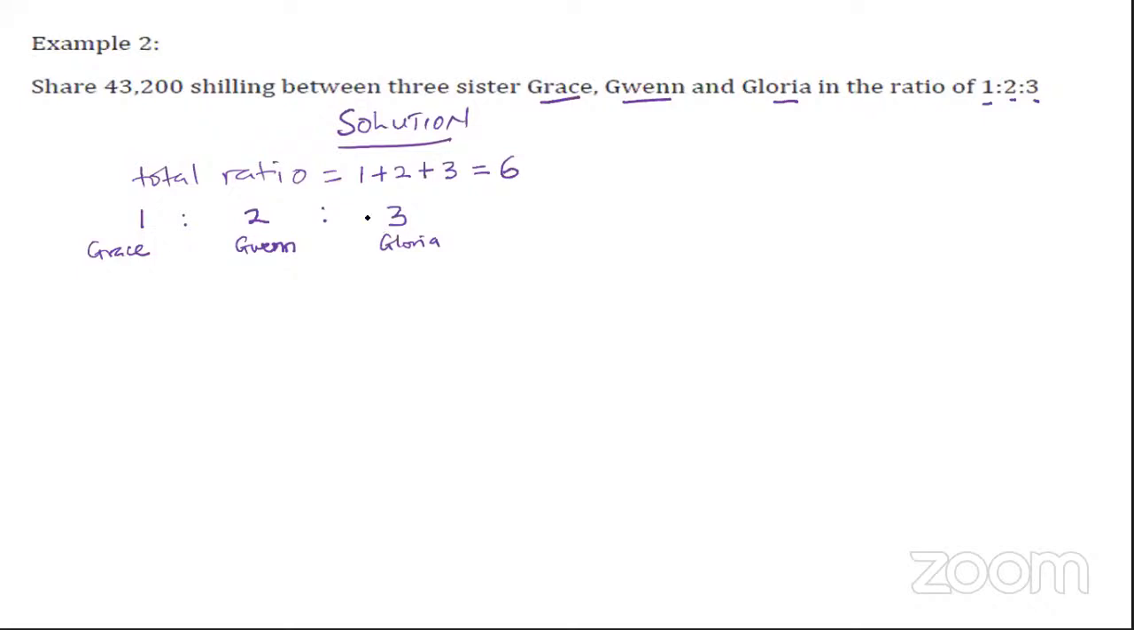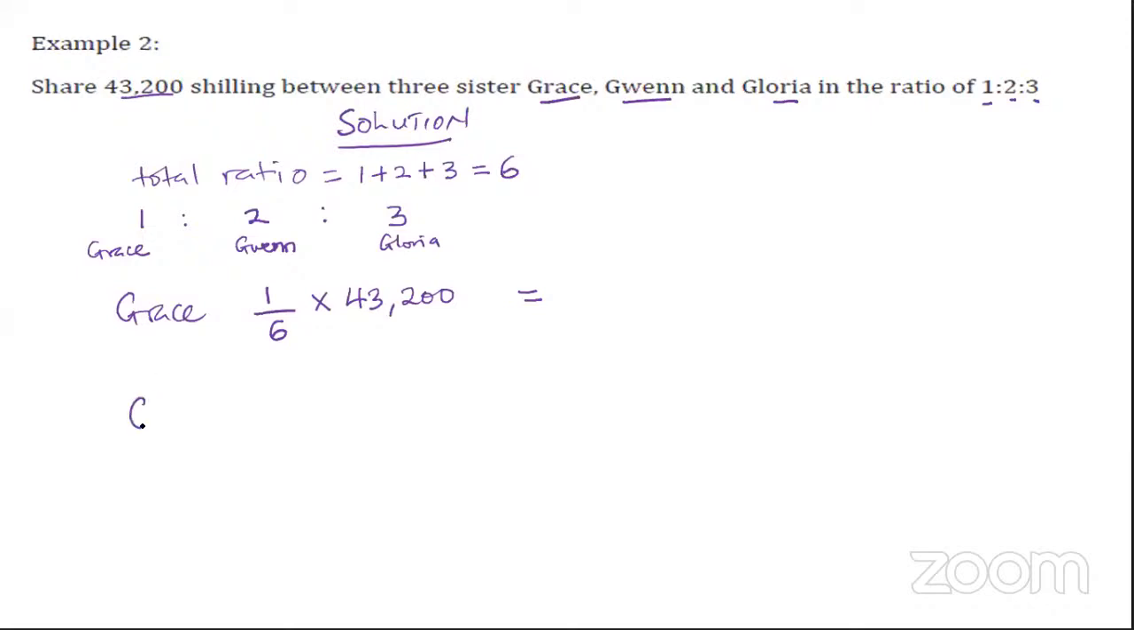So we start with Grace. Grace's ratio is one, out of the total ratio, which is six, times the amount that they are sharing, 43,200. Then you get the answer here. So people should be calculating. Please make sure you have your calculator close to you.